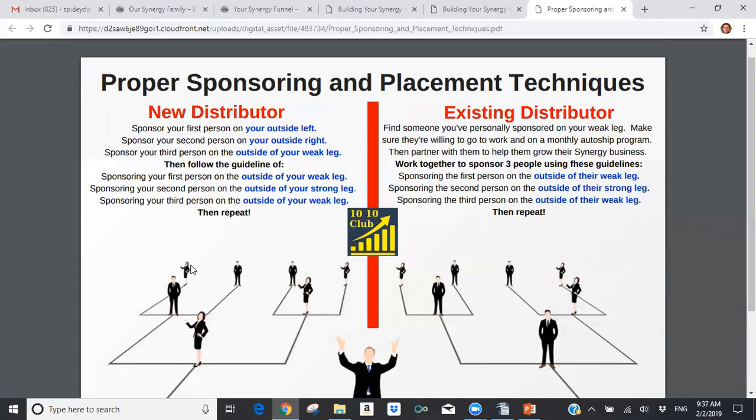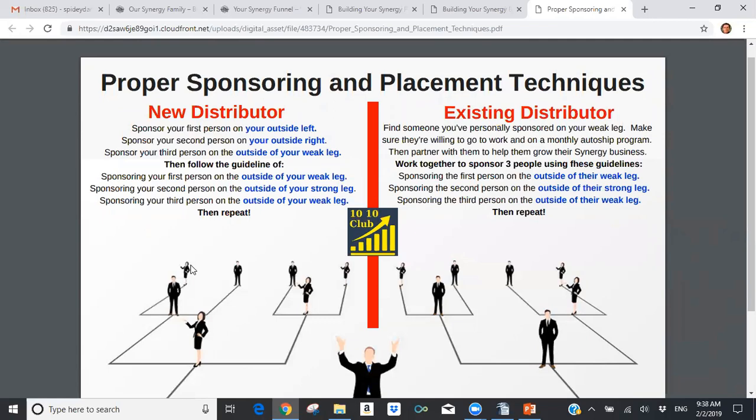And then once that happens for you, Sue, you can then find someone that you've personally sponsored and partner with them and do exactly what I'm doing with you. Assist them, work with them through this proper sponsoring and placement technique to help them significantly grow their Synergy business.